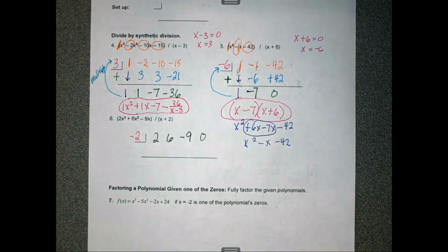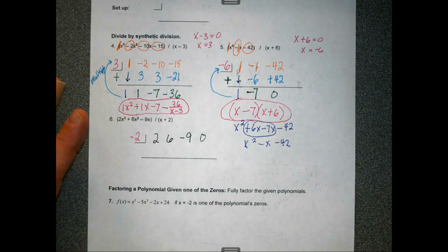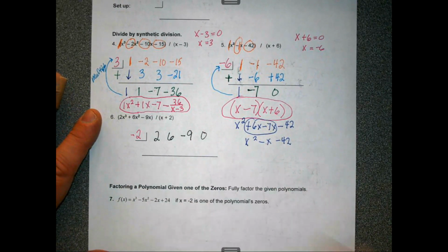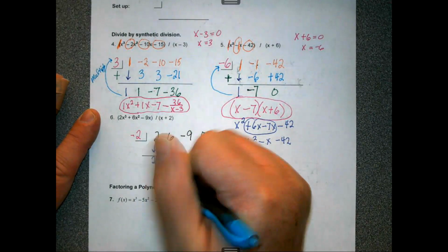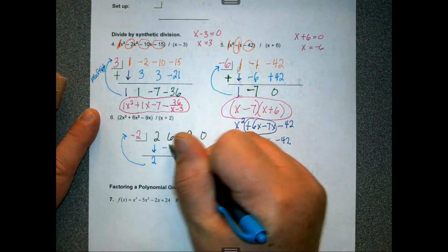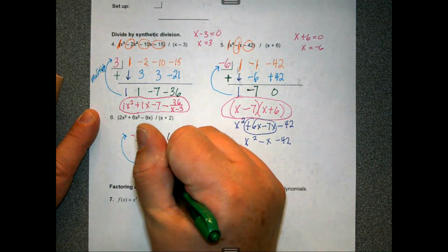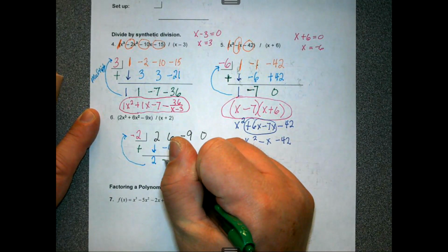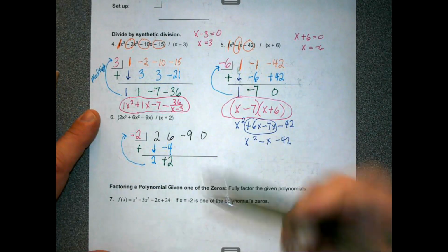Otherwise, synthetic division. Well, actually, you've got to do it. Well, you don't have to do it with long division. You get away with it. All right, so I'm going to bring down my first number here, which is 2. 2 times negative 2 is negative 4. 6 plus negative 4, positive 2, right? See, I almost did it again.